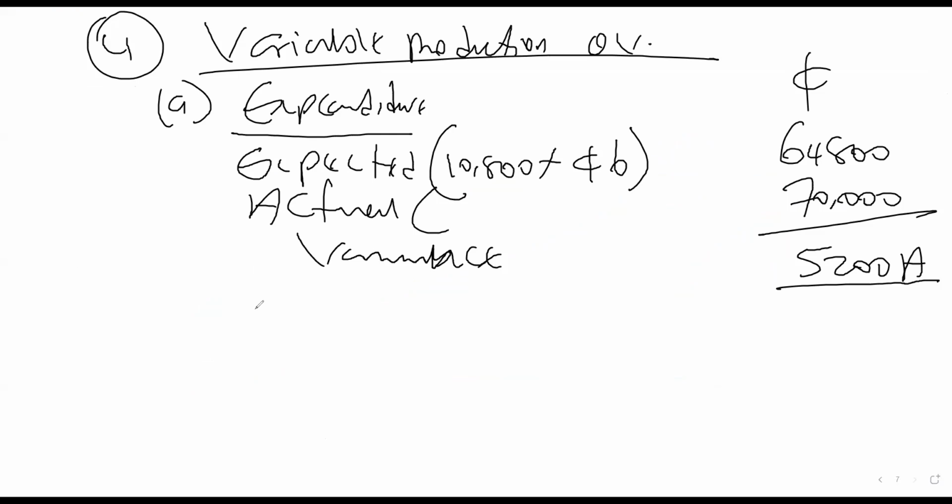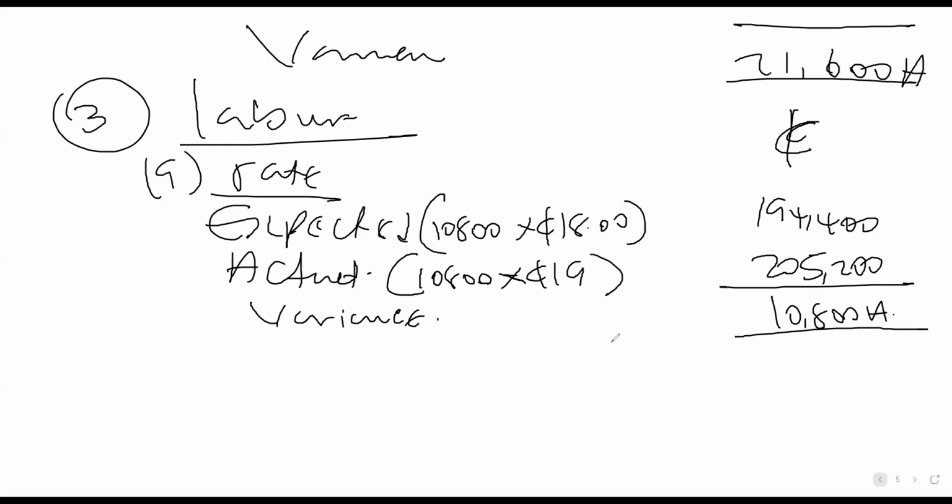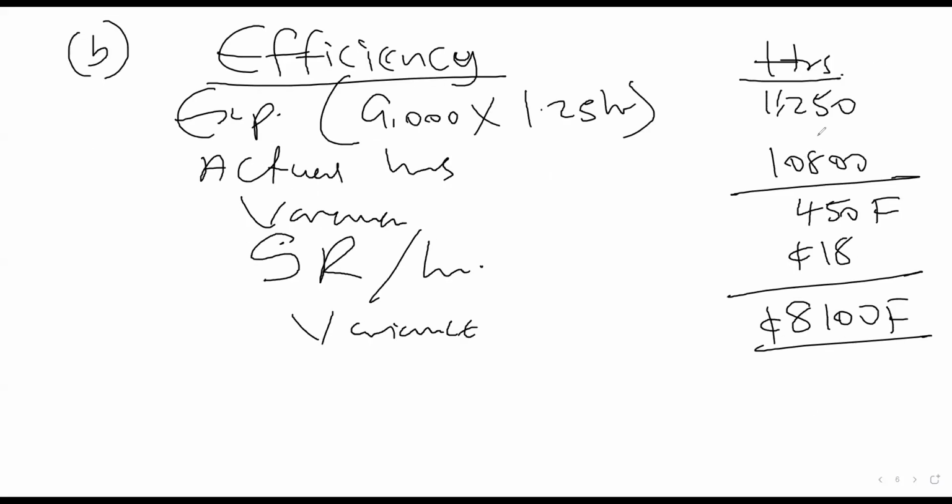B, variable production overhead efficiency. It's the same as the labor efficiency, so go and copy your labor efficiency. The only thing we change is the rate. Copy labor efficiency, 11,250. Only this side will change. Everything else is the same, so let me copy.